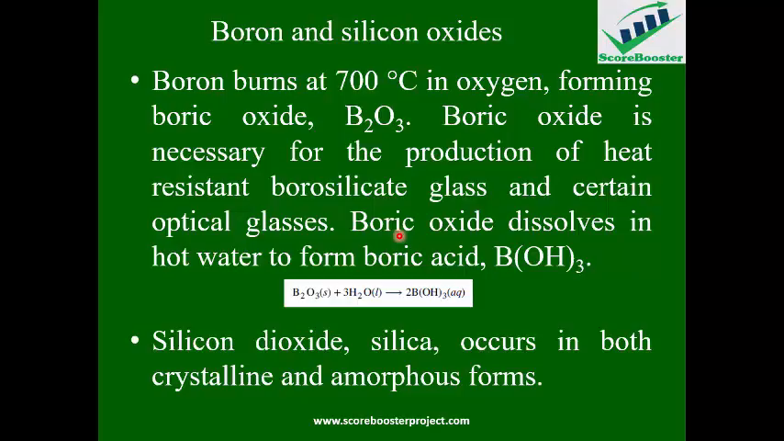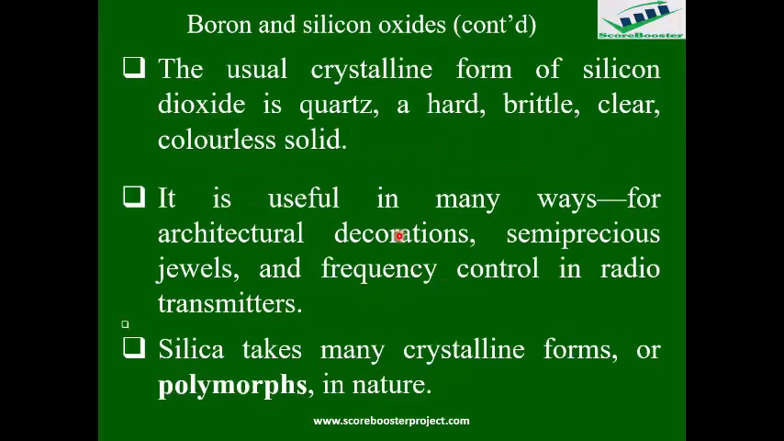So silicon oxide, that is silica, occurs in both crystalline and amorphous form, depending on the phase in which silicon is present when it's reacting. So the usual crystalline form of silicon dioxide is quartz. And quartz is very hard. Something that is hard will be very brittle. It is clear because it's crystalline. It is colourless since it is clear. So it is useful in many ways.